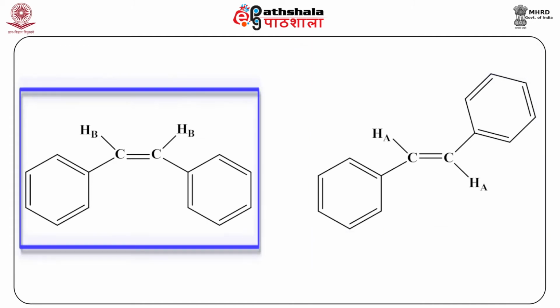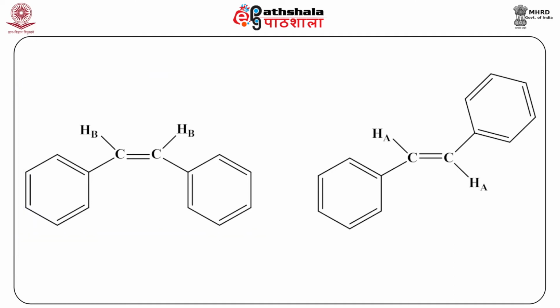On the other hand, in cis stilbene, each hydrogen HB is de-shielded by only one adjacent aromatic ring. HAs therefore appear at lower field than HBs, that is, HAs will appear at 7 delta and HBs will appear at 6.05 delta ppm respectively, and that is the basis on which you can differentiate between the cis and the trans stilbene from their PMR spectra.